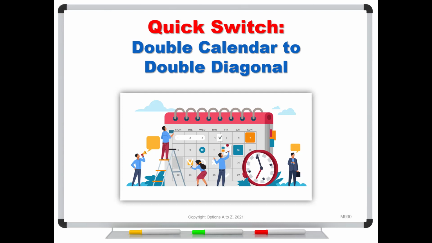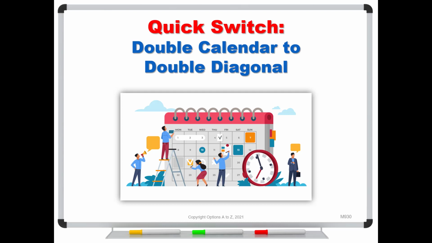I wanted to talk about a quick switch, how you can change from a double calendar to a double diagonal. Part of the point of this video is to show you that a lot of options strategies just depend on how you look at things. They can sound very complicated, but sometimes it's just a matter of switching things around.